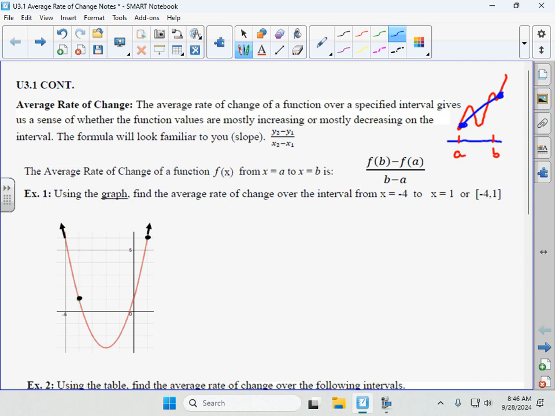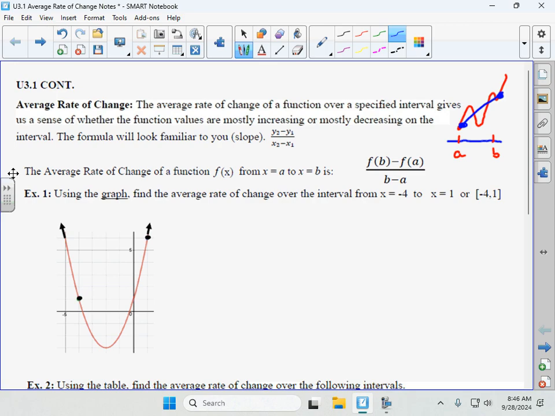All right, so let's do this first example. Using the graph, find the average rate of change over the interval from x equals -4 to x equals 1. So sometimes they'll say it like this, x equals a specific number to another number, that's the interval. And then sometimes they'll do it in brackets, so they're saying the same thing, x equals from -4 to +1. So if we look at this graph, this quadratic, we can see these 2 points on the graph they highlighted for us. And so if they didn't do that, you would want to highlight them.